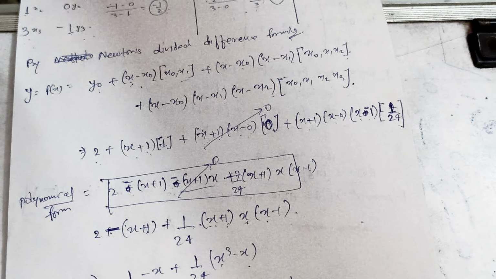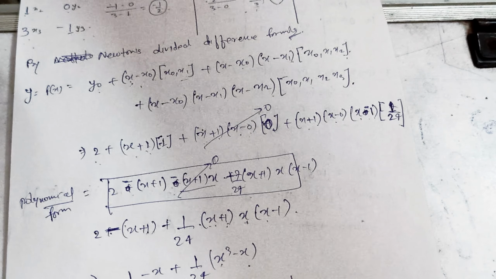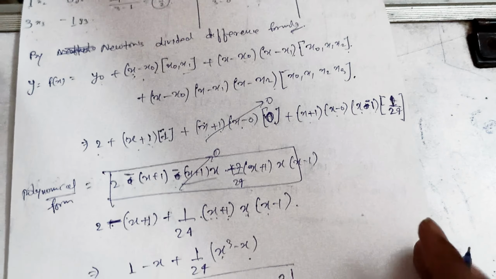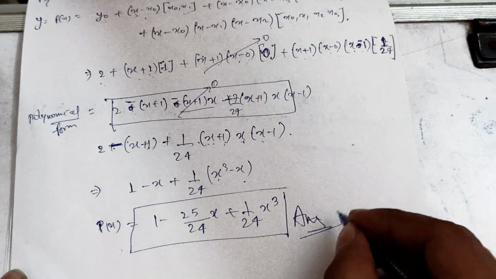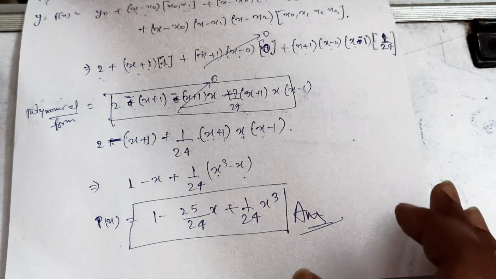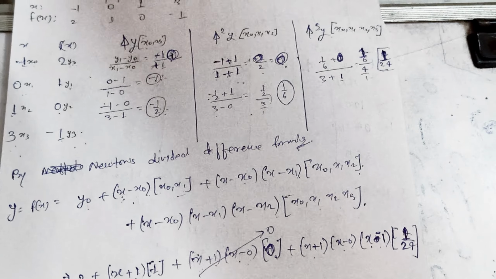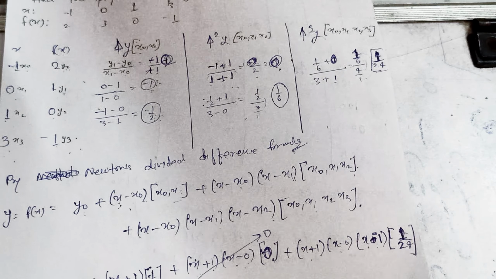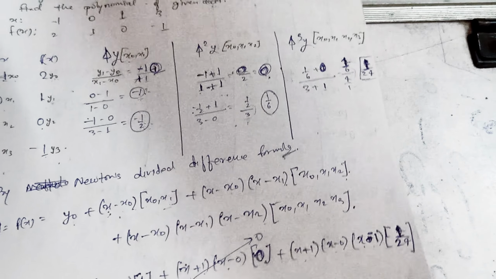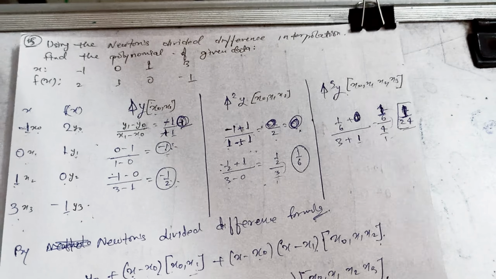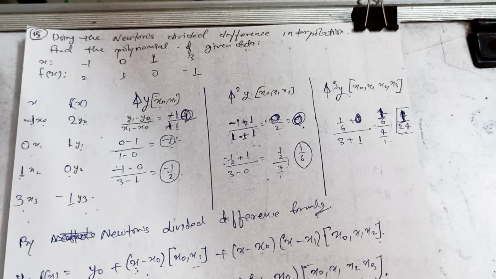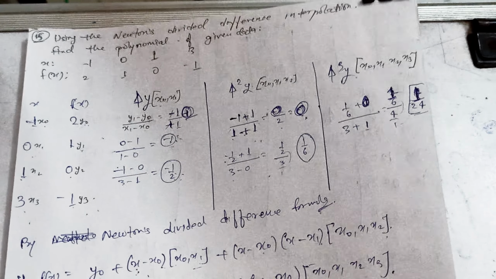That is our final answer. So this was all about finding the polynomial from the given table of data. We found it from Newton's divided difference interpolation formula.